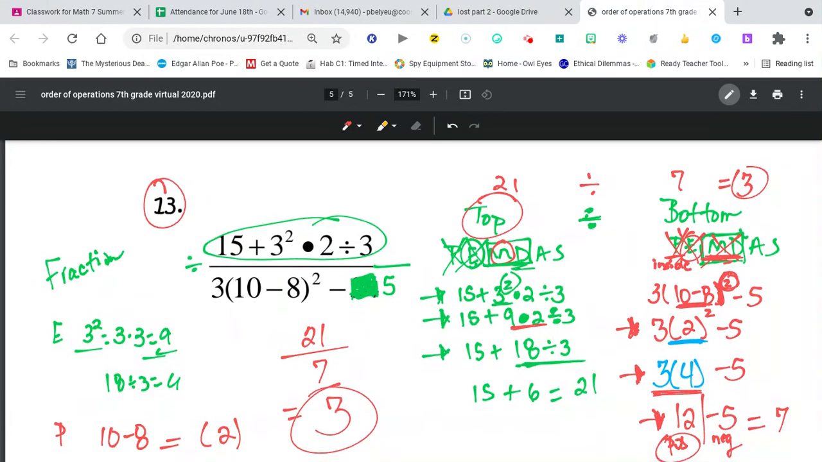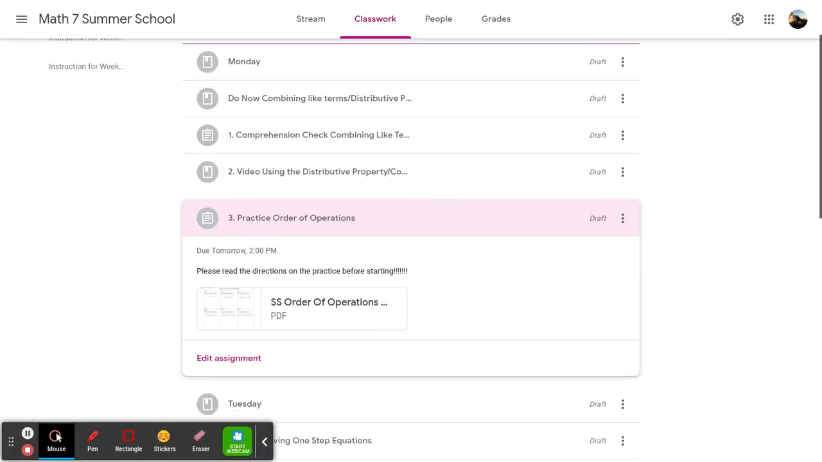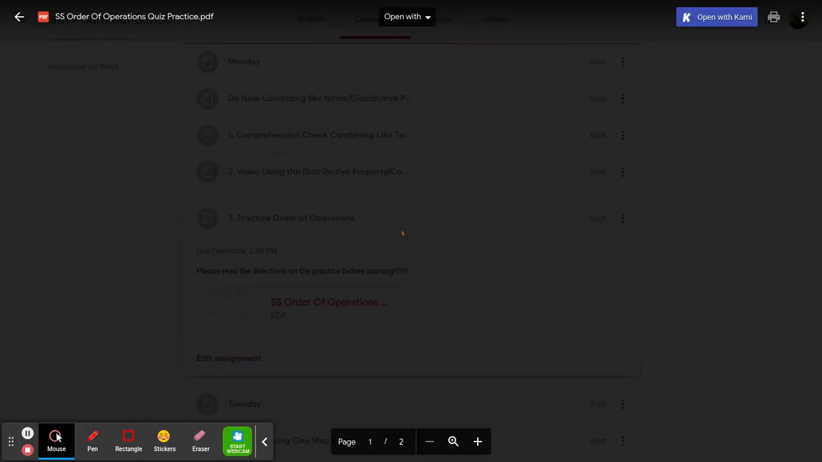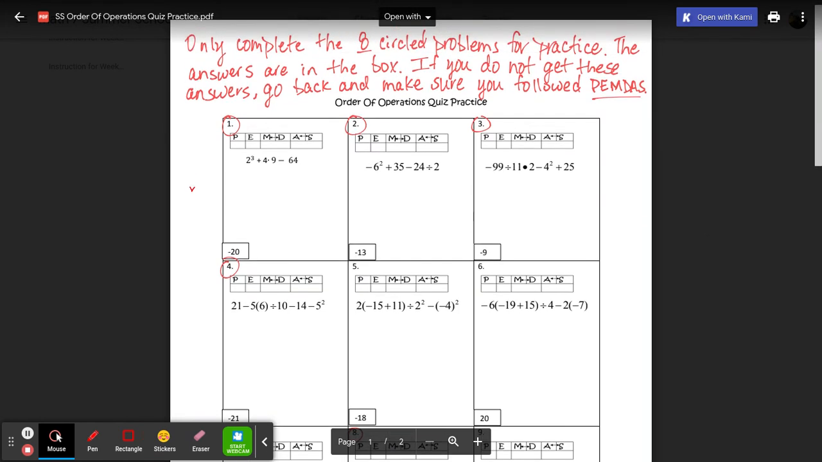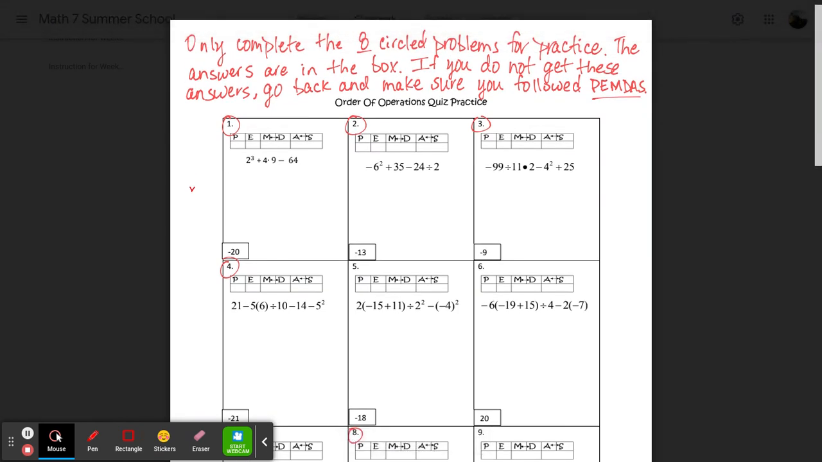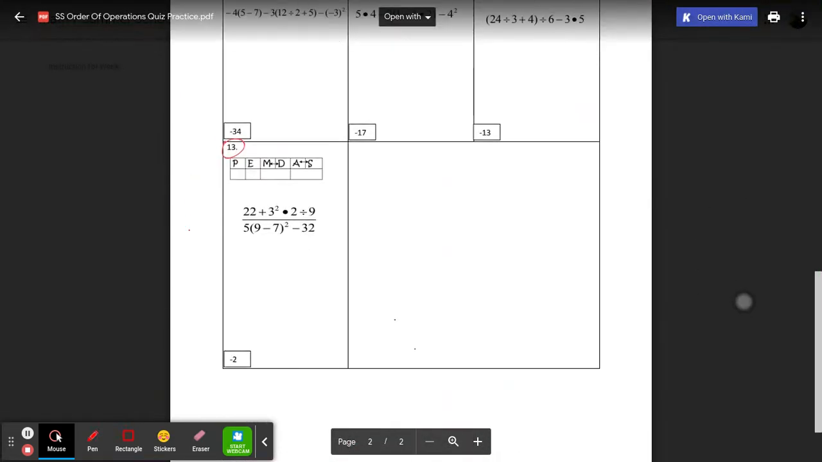Okay, guys? All right. What you're going to do next is your practice. On your practice, it's only going to tell you to complete the 8 circled problems. The answers are in the box, guys. And if you don't get these answers, you need to go back and make sure you follow PEMDAS. When I say follow PEMDAS, you got to write PEMDAS down on your paper and cross it out as you do your parentheses, your exponents, your multiplication, division. Okay, make sure you're doing your steps in order. So you're just going to do those 8 problems that I have circled there, okay?